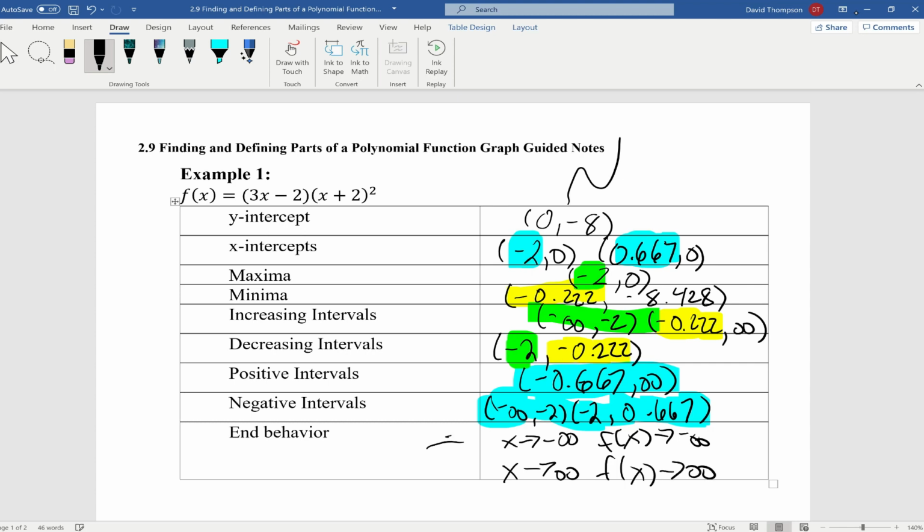So this is the left. This, in other words, means left. This means goes down. And this means right. And approaching positive infinity means goes up in general. And we're done with example 1.